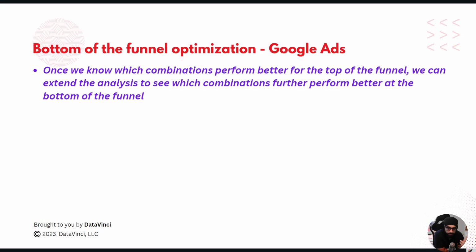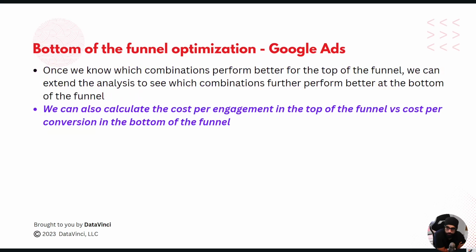So I'm skipping the middle of the funnel optimization. There's a reason, I'll come back to that. So now focusing on the bottom of the funnel optimization with Google Ads. So once you know which combinations perform better for top of the funnel, we can extend the analysis to see which combinations perform better at the bottom of the funnel. By combinations, again I mean campaign, ad group, and keyword combination. So which keywords are performing better at the top of the funnel, and which are performing better at the bottom of the funnel. Okay. So we can calculate the cost per engagement in the top of the funnel versus cost per conversion in the bottom of the funnel.